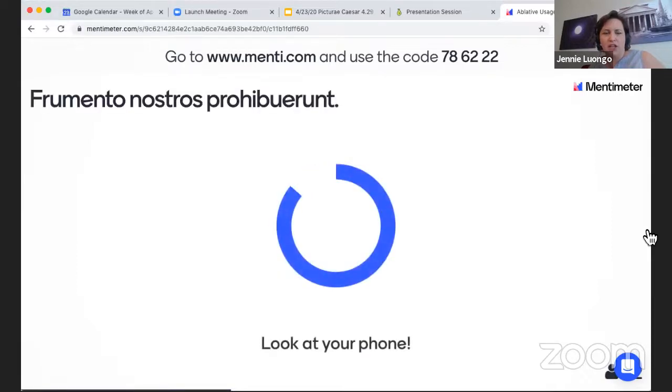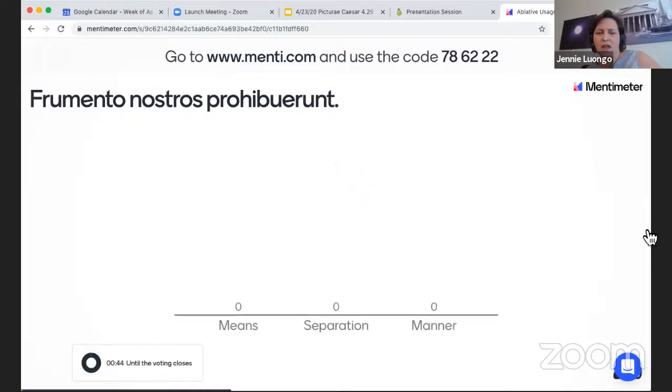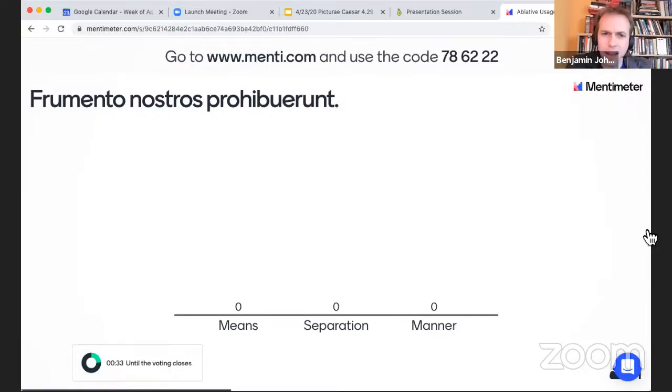Okay, so we'll take a look at this next one. Fermento nostros prohibuerunt. So we're looking to see if this is means, separation, or manner. So we don't have the keyword here. Yeah, the keyword has to be like prohibuerunt. What does that mean? But I believe it's not an ablative absolute. It means, yeah, exactly. Now they're wondering, is she tricking us?